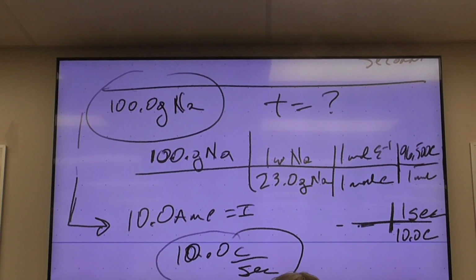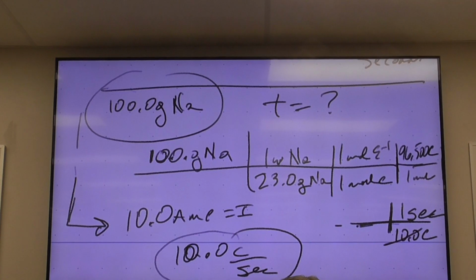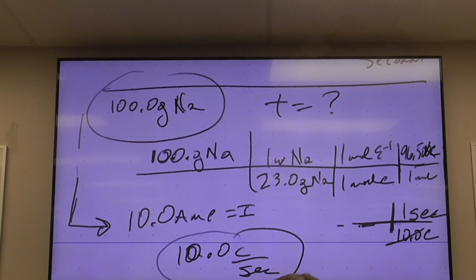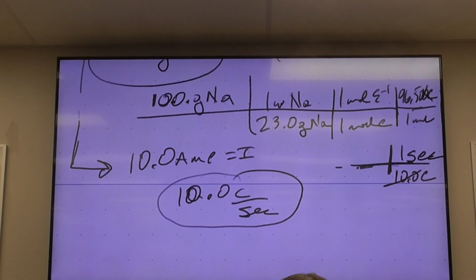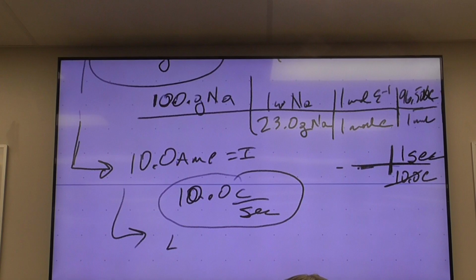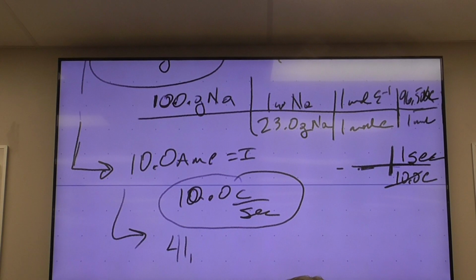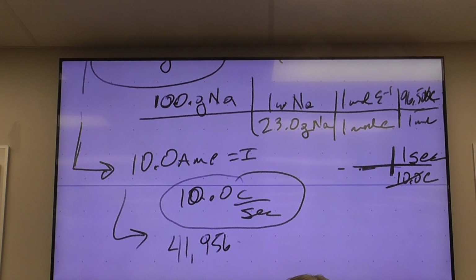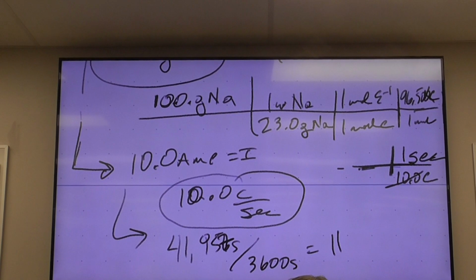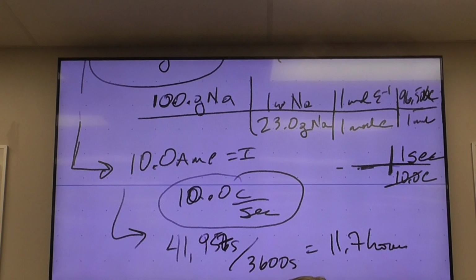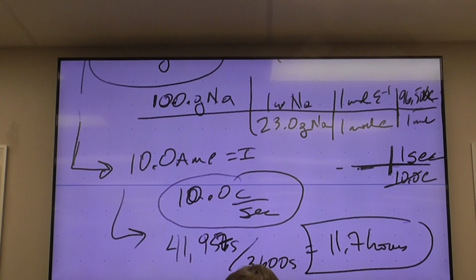How many days is that? Basically, if you want to cancel out the 10, that just becomes 9,000. But what do you get? 41,956 seconds. Actually, it'd be 957 technically. Divide that by 3,600 and you get 11.7 hours. That is a long time. So you'd have to run that for about 12 hours to get 100 grams.